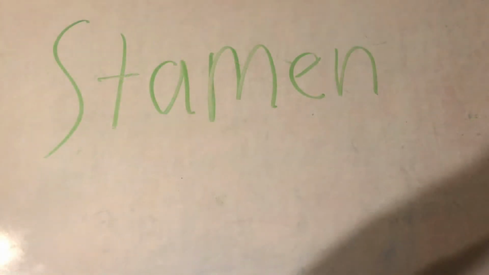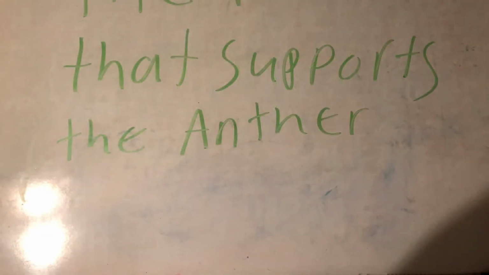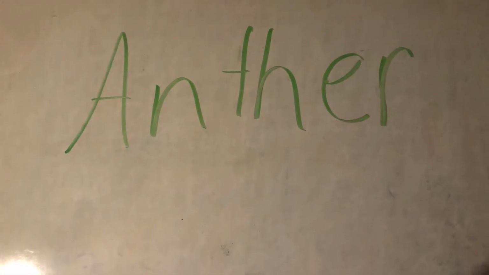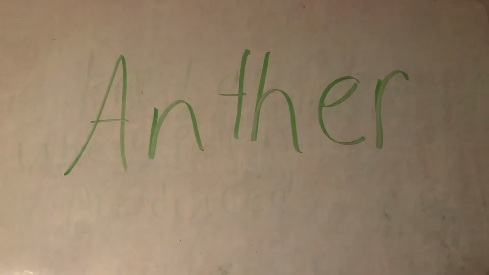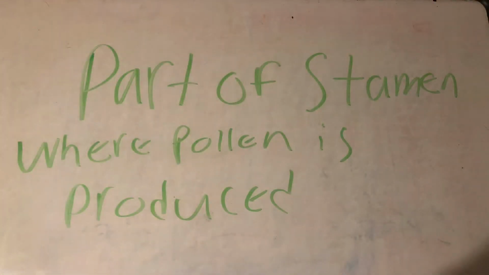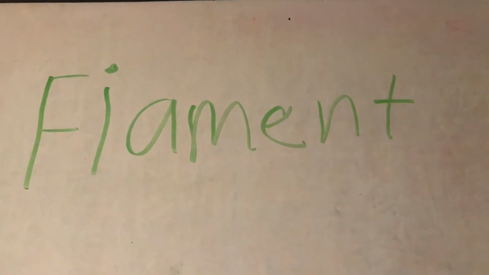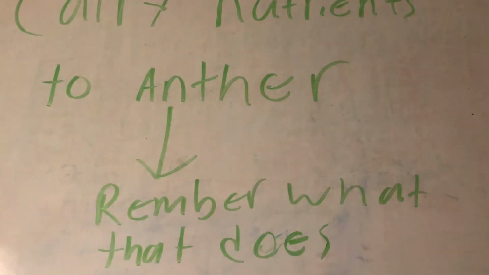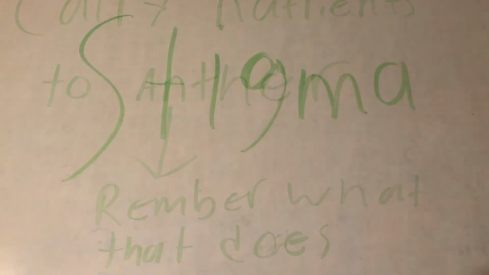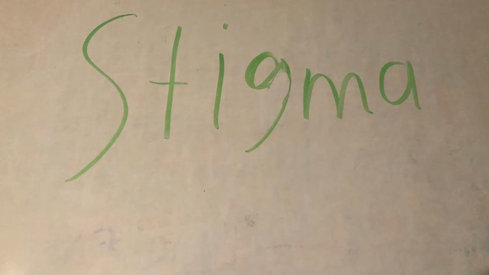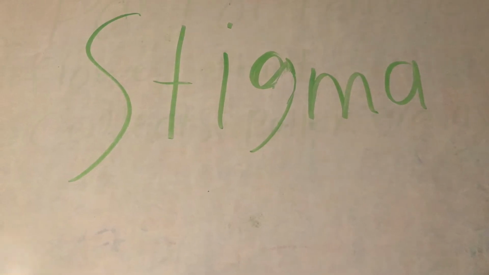We have the stamen. So what the stamen does is it supports the anther, and you'll find out what the anther does real quick. The anther, it's the part of the stamen where the pollen is produced, so it's pretty important. The filament carries nutrients to the anther, and we all know what the anther does. The stigma, it's a part of the female plant that collects the pollen.